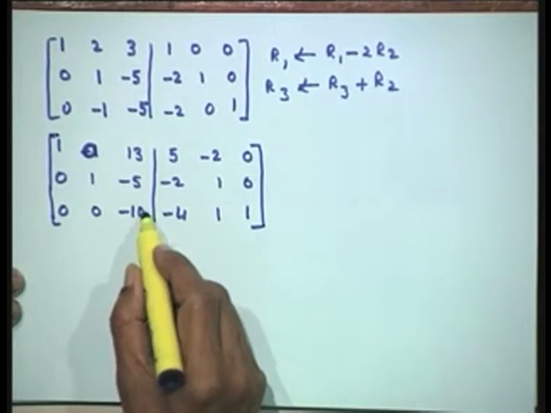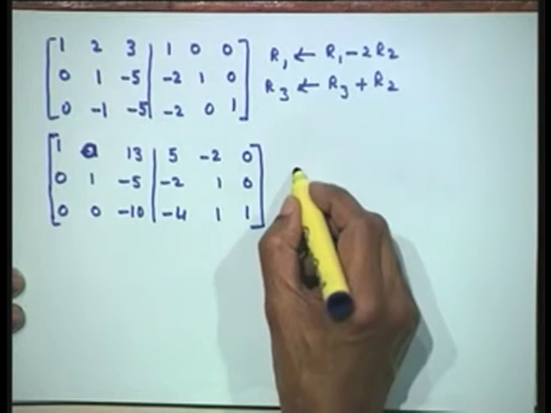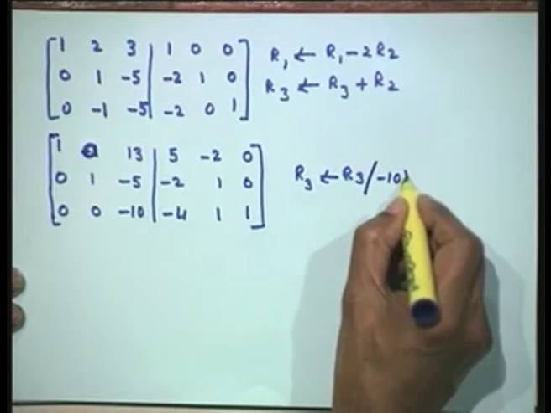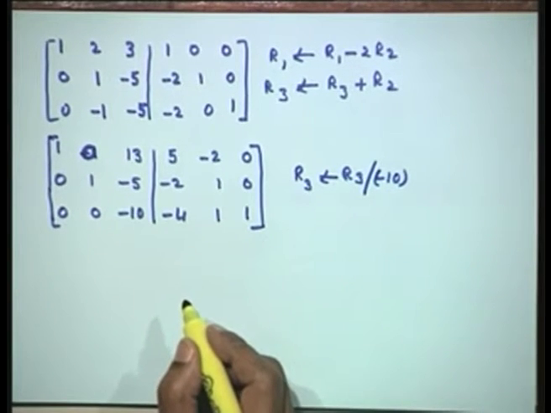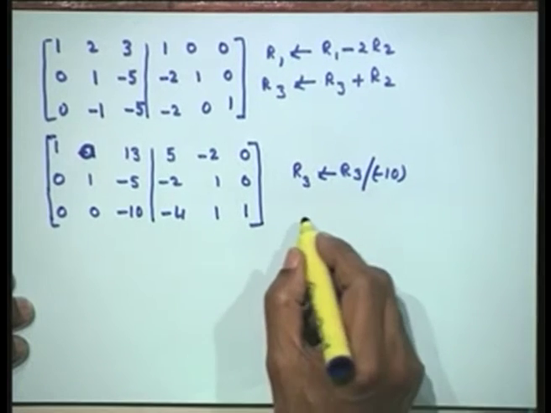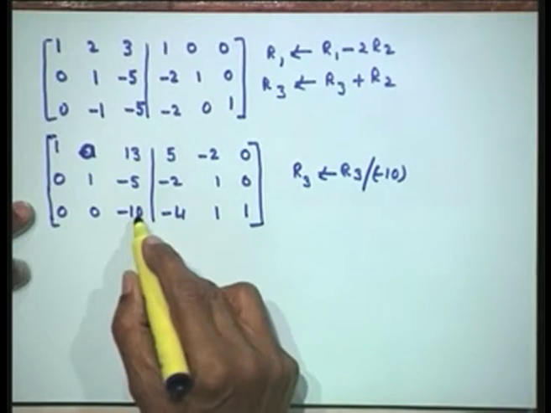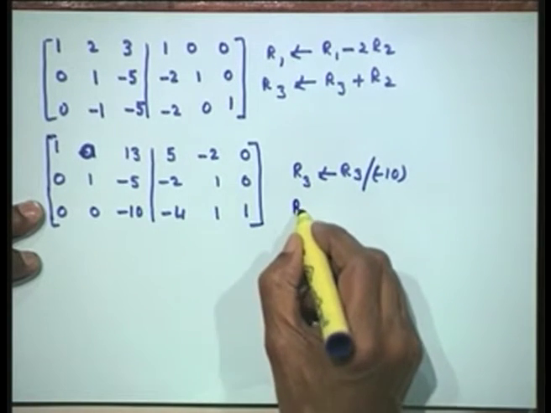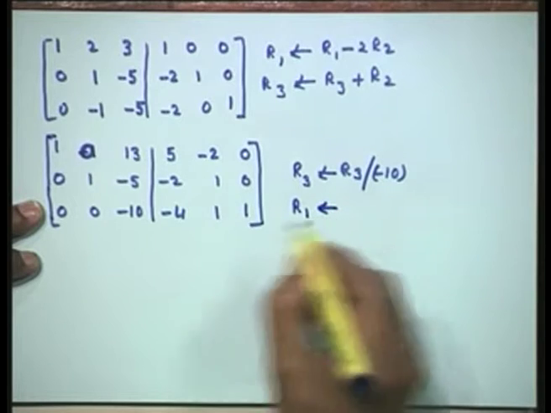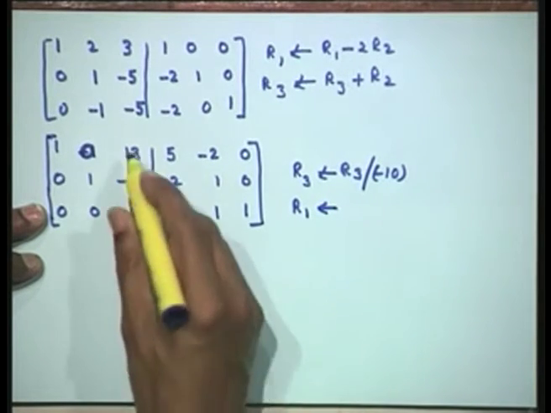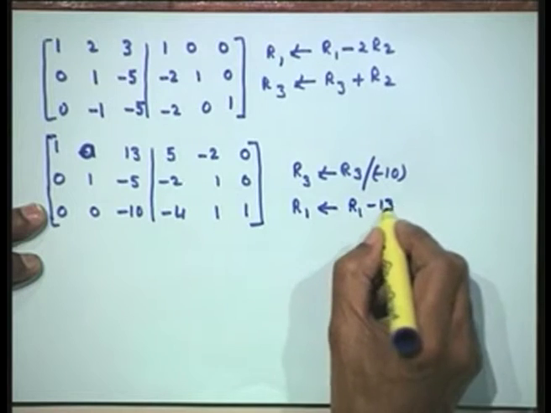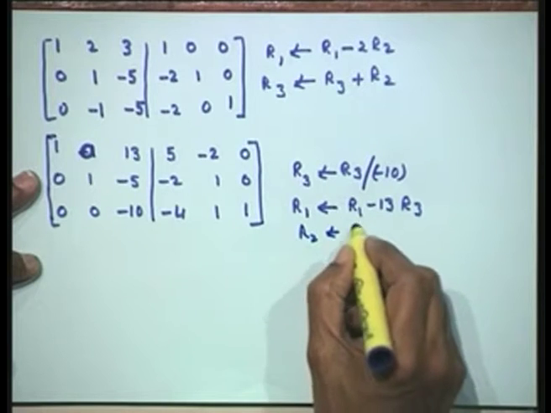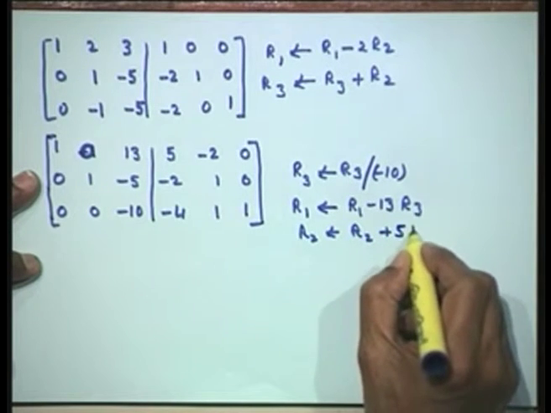Now, before we proceed, I can make this element as 1. So, let us make this element as 1, row 3 is equal to row 3 divided by minus 10. Let us work backwards. Once we divide by 10 we have 1. So, let us write down what will be the next steps. Then we will perform row 1, we have made this as plus 1. So, we will make this as row 1 minus 13 times row 3, and then row 2 will be replaced by row 2 plus 5 times row 3.